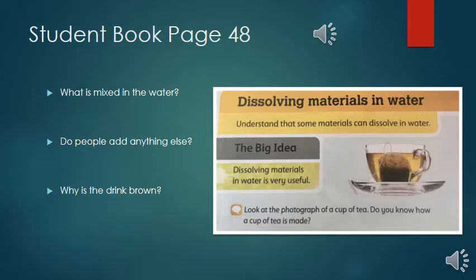You can make tea by putting a tea bag into hot water. You can see the tea bag there in the picture. What is mixed in the water when you make tea or coffee? It's the things or substances from the tea leaves or coffee beans.